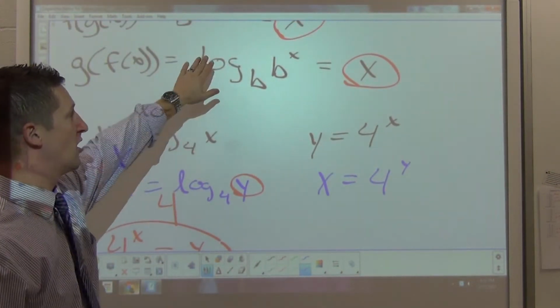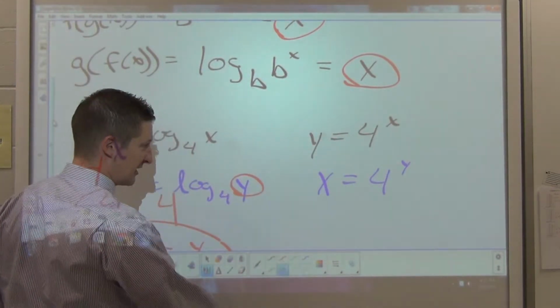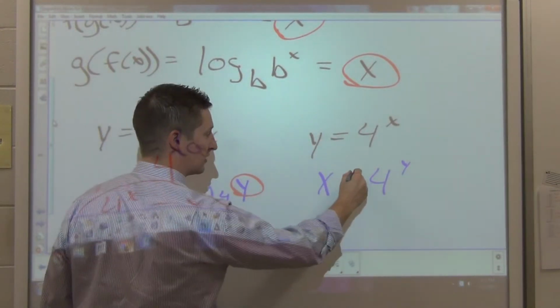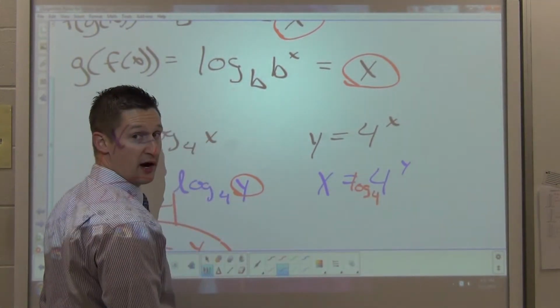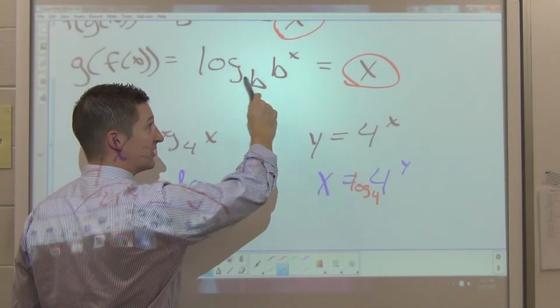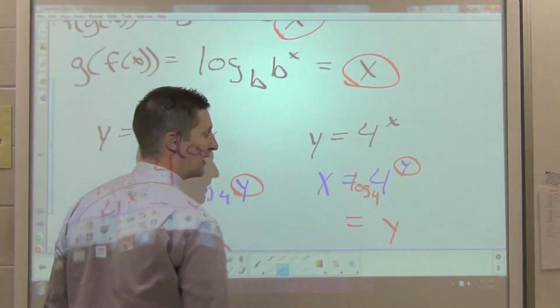So here I have the log base b of b to the x power is equal to x. I'm going to use that same idea right here. I'm going to take a logarithm with a base of 4 of 4 to the y power. And based on my definition of logarithms and inverse functions, that should equal just y.